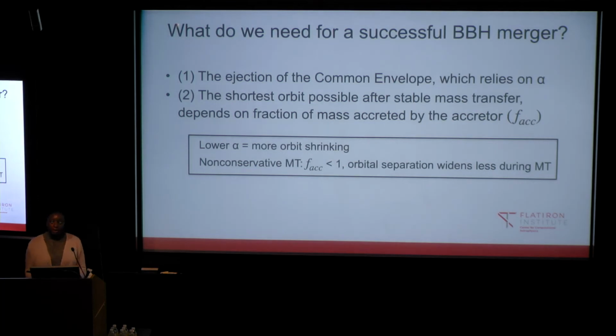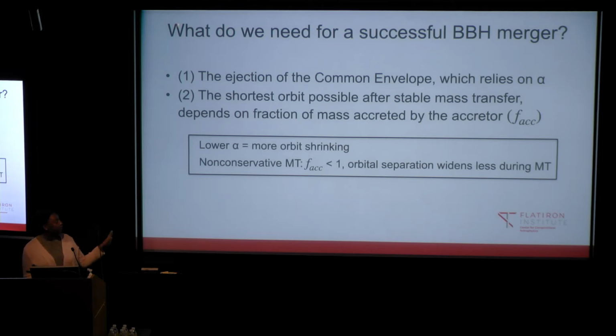So, what do we need to see in our data for a successful BBH merger? Well, first, we need the perfect combination of these two variables. The first is the ejection of the common envelope, like I mentioned before. And this relies on a variable called alpha, which is our common envelope efficiency. Next thing that we need is the shortest orbit possible after stable mass transfer, which depends on the fraction of mass accreted by the accretor. And we like to denote this as FAC.